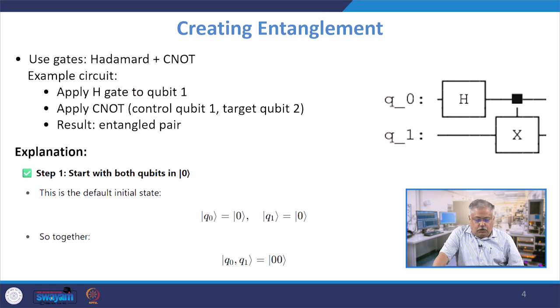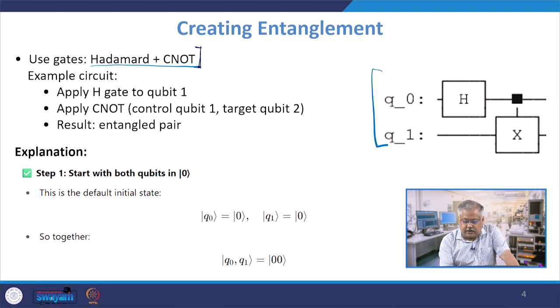Now, how do you create an entanglement? Basically we use a Hadamard and a CNOT gate. An example circuit is shown on the right hand side. I am sending qubit 0 and qubit 1 through a Hadamard and then through an X gate, and then this is the qubit state which we are referring to.